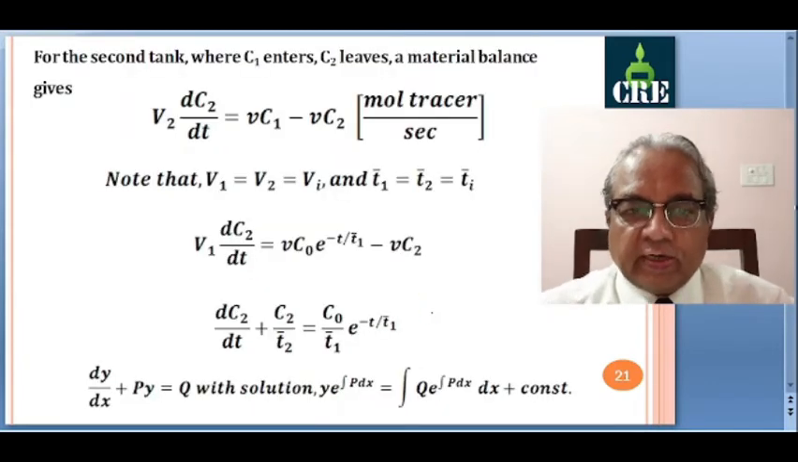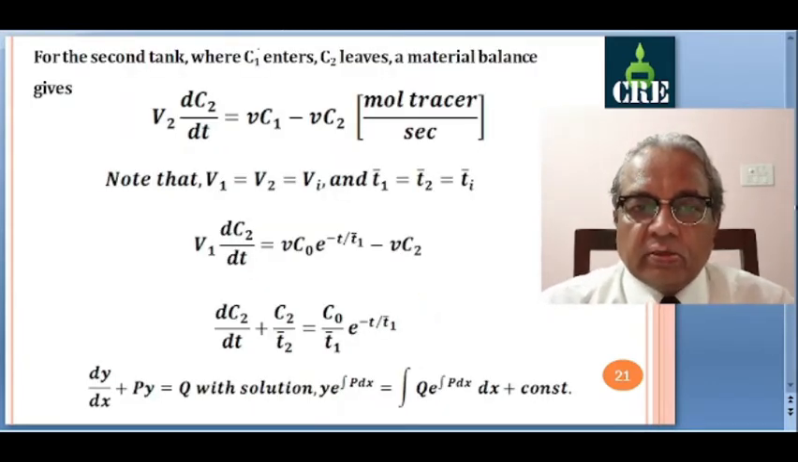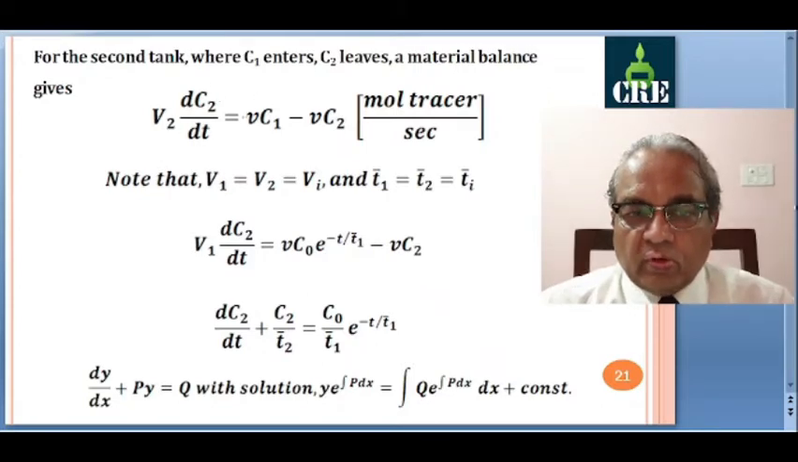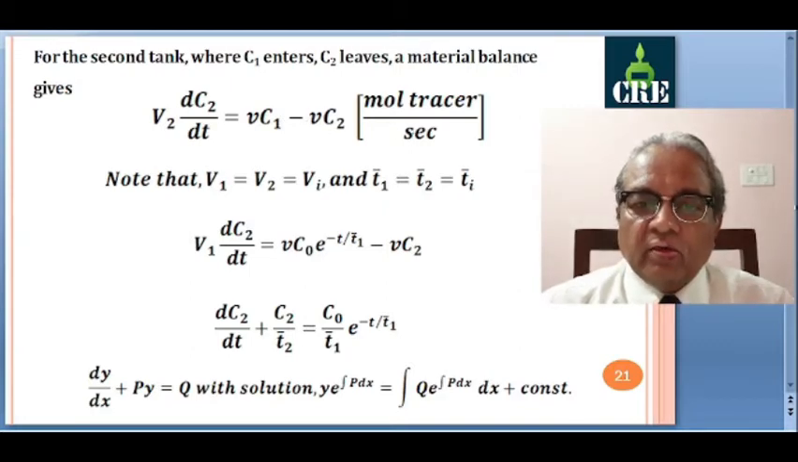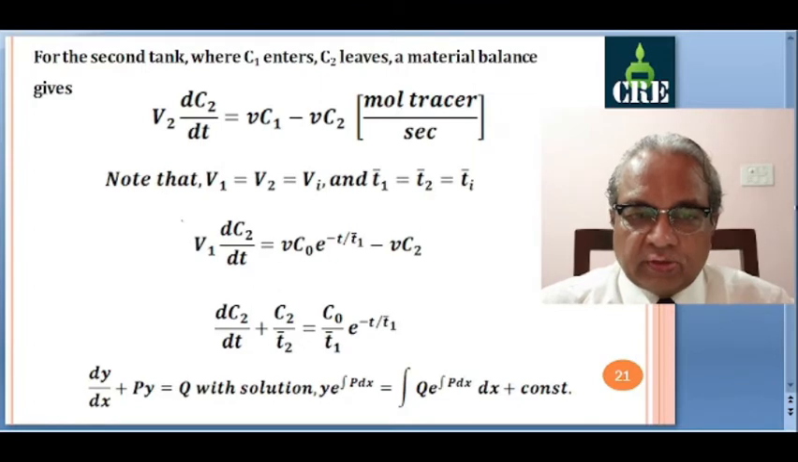Now we consider the second reactor, second tank. C1 enters and C2 leaves. So material balance in the reactor, rate of change of C2: dC2 by dt into V2. What is entering? V into C1, what is coming out of the first reactor entering the second reactor, and what is leaving the second reactor? V into C2. Units are again moles of tracer per second. So here you note that V1 is equal to V2 and so on to Vi, and similarly T1 bar is equal to T2 bar, and finally equal to Ti bar. So we can substitute all of these things.